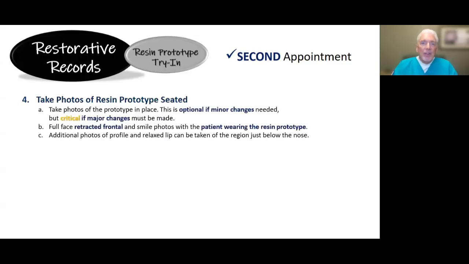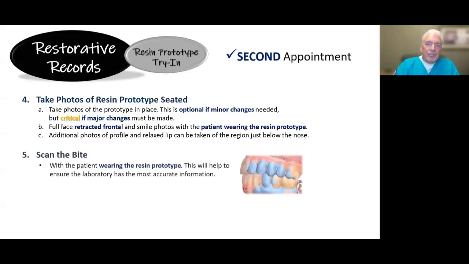Then with the prosthesis in place, we're going to want you to take photos of that. It's optional if it's minor changes. If you're having what I would call a major change, whatever you might determine as major, please take the photos. Digital is nice, but seeing a photo gives the lab another reference point. Help us help you, in other words, is really what we're looking for here. So take those photos, and scan the bite with the provisional in place.